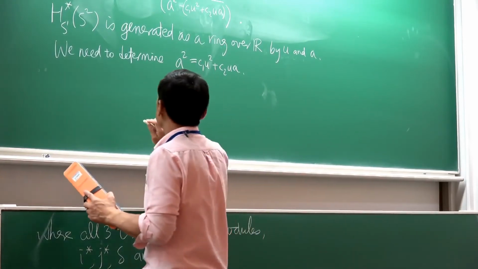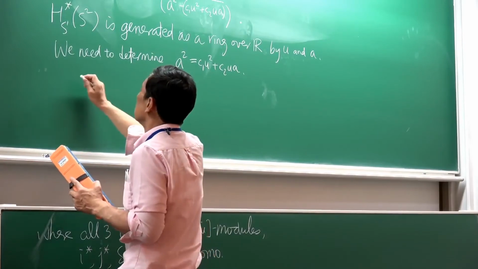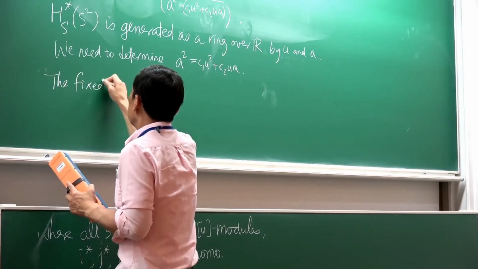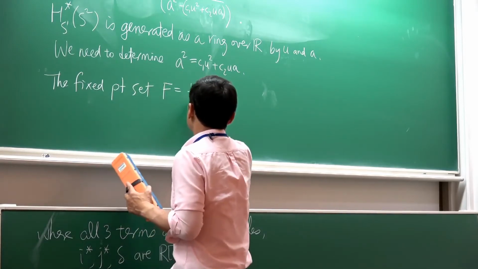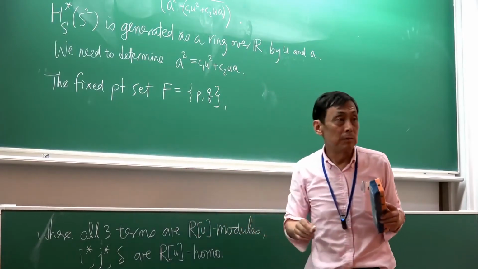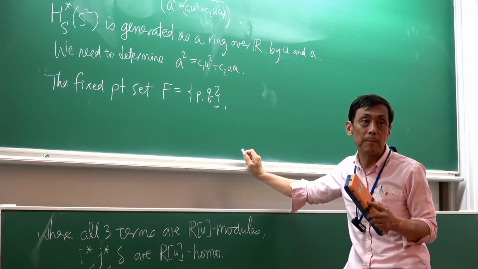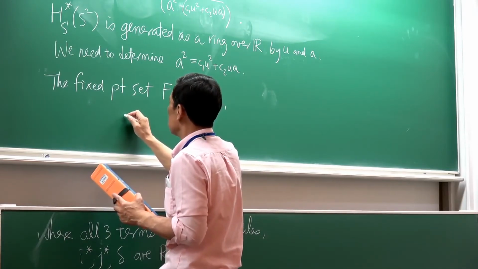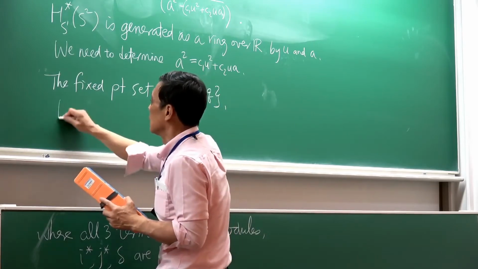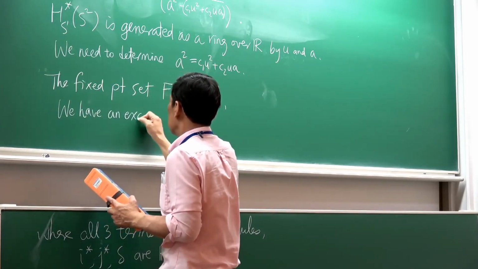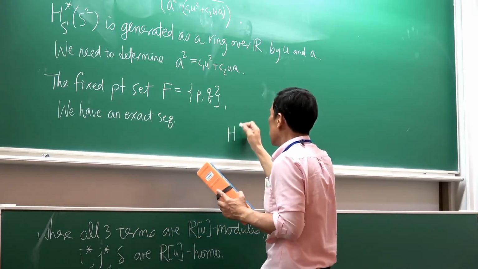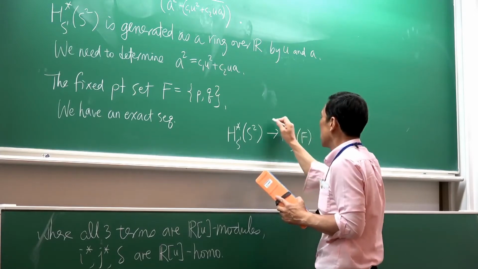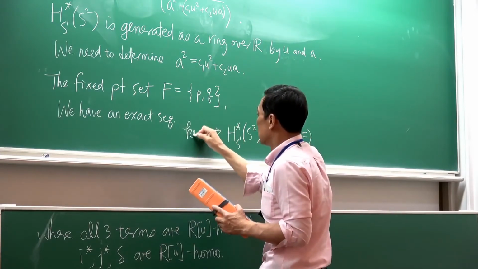Okay, so the way we're going to do it is to use the Borel localization formula. Let me see. So the fixed point set F is the set with 2 points P and Q. And then we have the restriction. Let's see. So we have an exact sequence. Okay. Kernel of I star here.